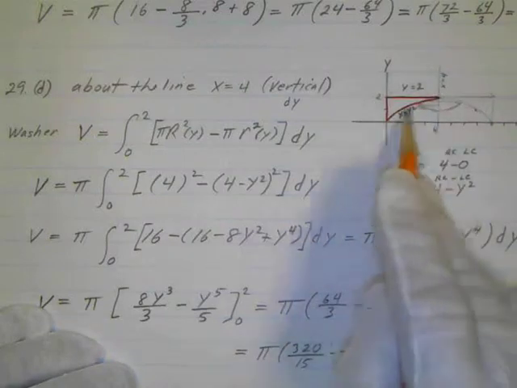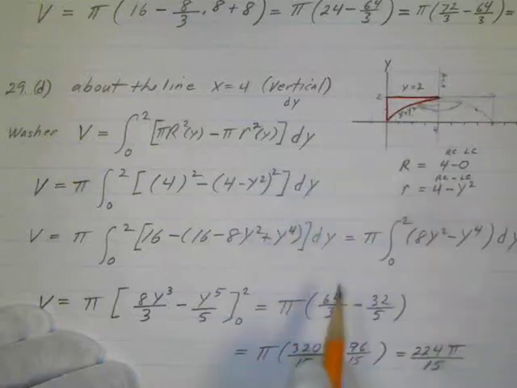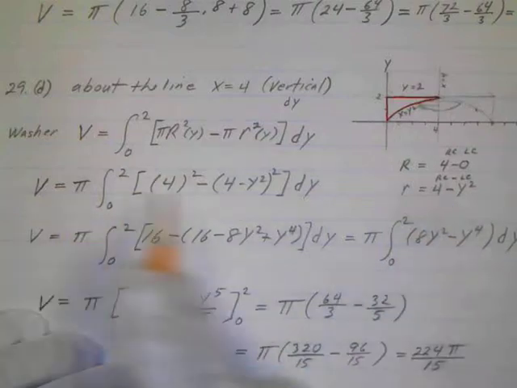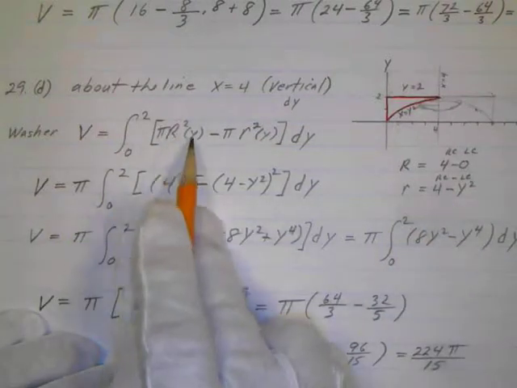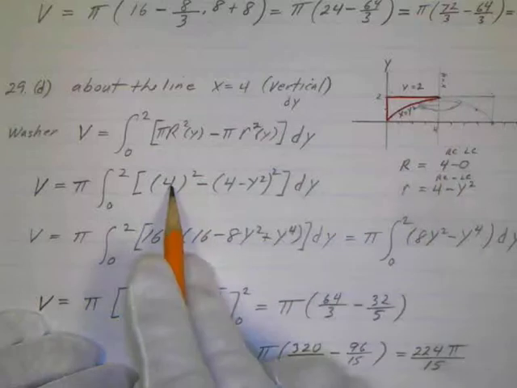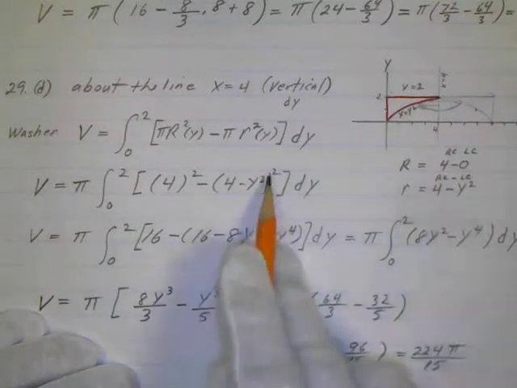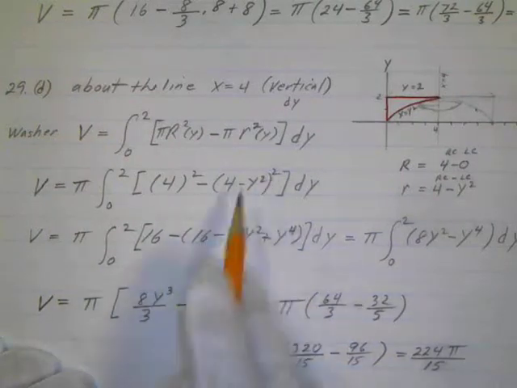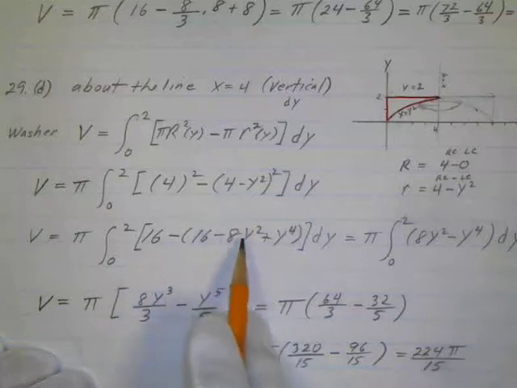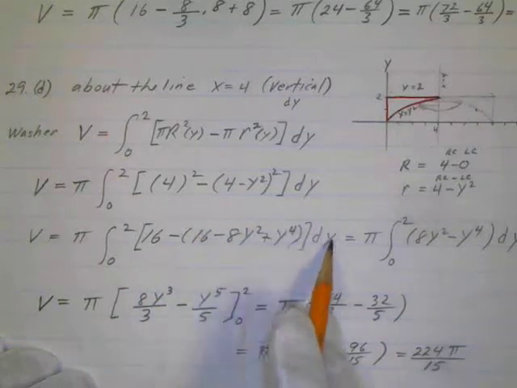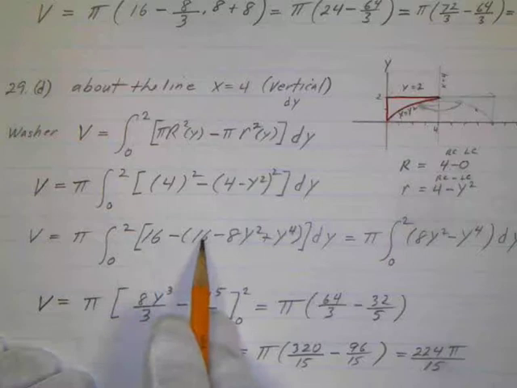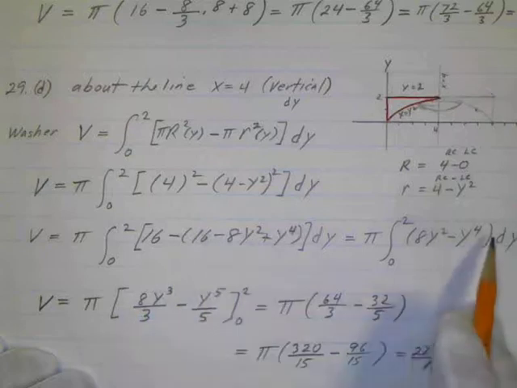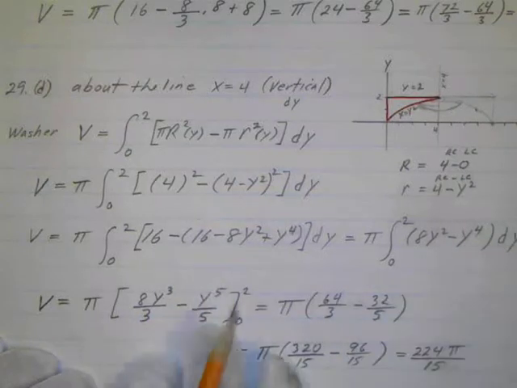Whatever this is, it's going to be the whole thing minus that gives me that. And again, that's intuitive, or right curve minus left curve. So that's going to be my little r, so I just substitute those in. I take out the pi, so my big R squared is 4 squared, and my little r squared is 4 minus y squared, squared. And the rest is mechanics. 4 squared is 16, minus, and then this is a binomial, 16 minus 8y squared plus y to the fourth, all that dy, then 16 minus 16 cancel. Negative times a negative is a positive 8y squared, and a negative times a positive is negative y to the fourth. So I'm ready to take my antiderivatives.